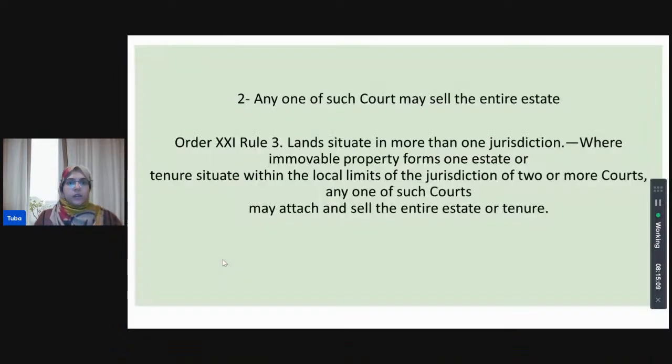Okay, so Shaktija thinks it's an equitable answer: whichever court has however much land it has jurisdiction over, it can. All right. The correct legal position here is that any one of such courts may sell the entire estate or tenure or may attach it. This is per Order 21, Rule 3. So if immovable property forms one estate or tenure which is situated within the local limits of two or more courts, any one of them may sell or attach the entire estate or tenure.